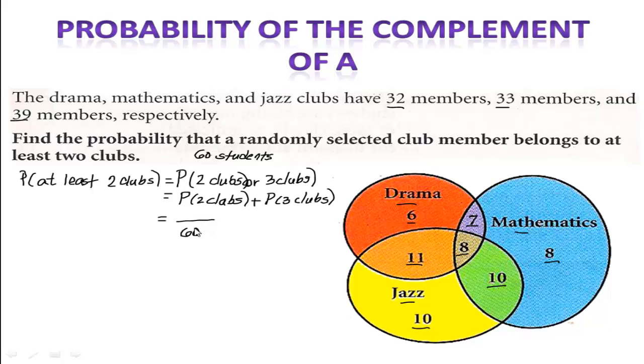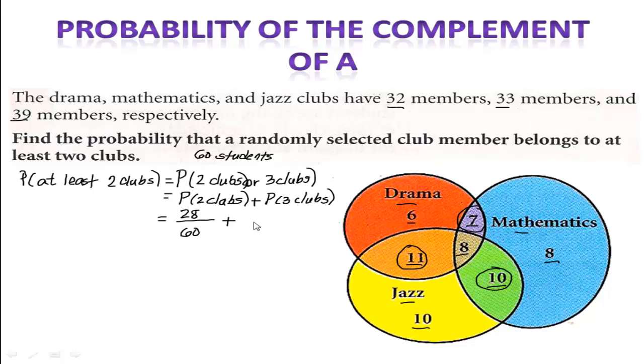So out of 60, how many students belong to 2 clubs? Well, notice here that these 11 students here belong to both jazz and drama. These 10 students belong to both jazz and math, right? And these 7 students here belong to both drama and math. So I will have a total of 28 students that belong to 2 clubs.